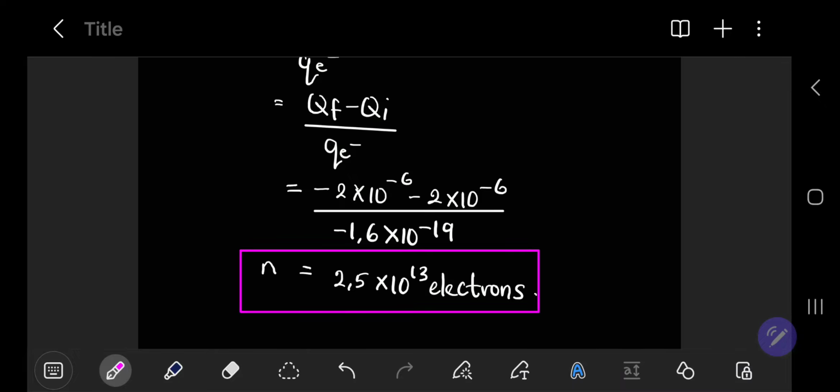So that is how many electrons were transferred between B and C when they were brought into contact with each other.